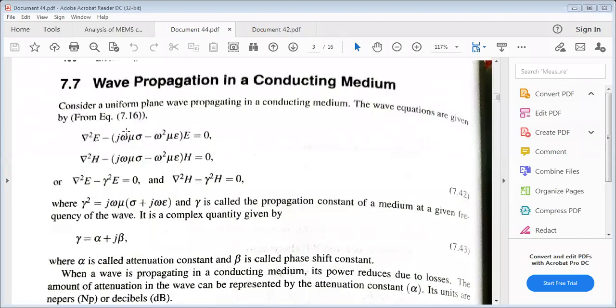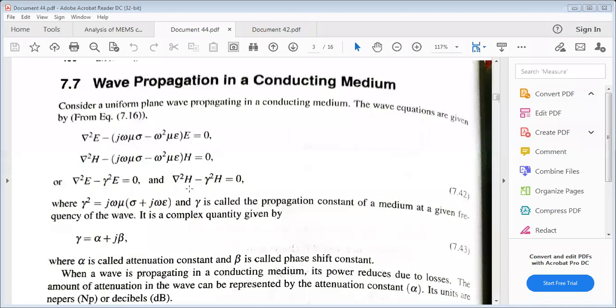del square E minus j omega mu sigma minus omega square mu epsilon into E equal to 0 for the electric field. Similarly, del square H minus j omega mu sigma minus omega square mu epsilon into H equal to 0. This is the expression for electric and this is the expression for magnetic. Or simply, del square E minus gamma square E equal to 0, or del square H minus gamma square H equal to 0, where gamma is given by del square E equal to j omega mu sigma minus omega square mu epsilon into E.